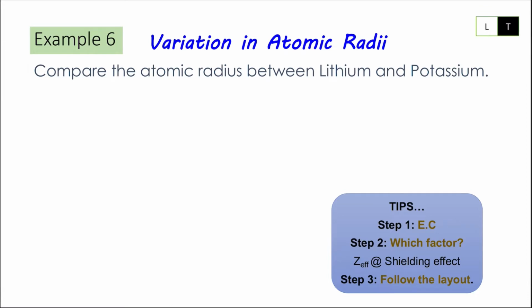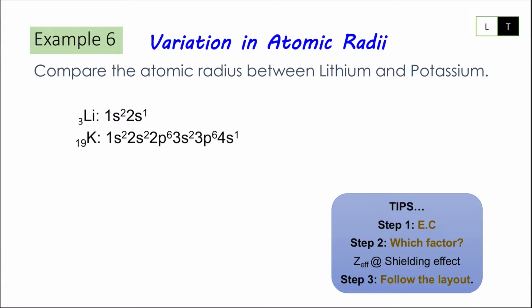First thing first, no matter what, you have to write the electronic configuration for each element that you want to discuss. So in this case, I have lithium and I have potassium. After that, step 2, you need to determine which factor. So which factor that we need to determine, it depends whether it will be ZEF or shielding effect. It can be either one.